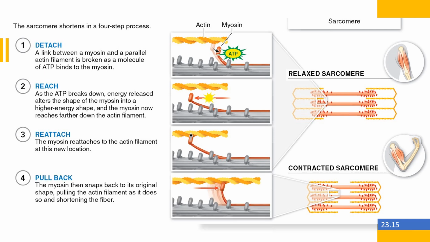Okay, so the myosin has stretched forward and reattached further down on the actin, but the muscle hasn't actually contracted yet. To do that, the myosin snaps back to its original shape. But since it is still attached to the actin, it pulls the actin filament along with it, shortening the fiber. This is like pulling yourself up the rope, shortening your arm by bending it.